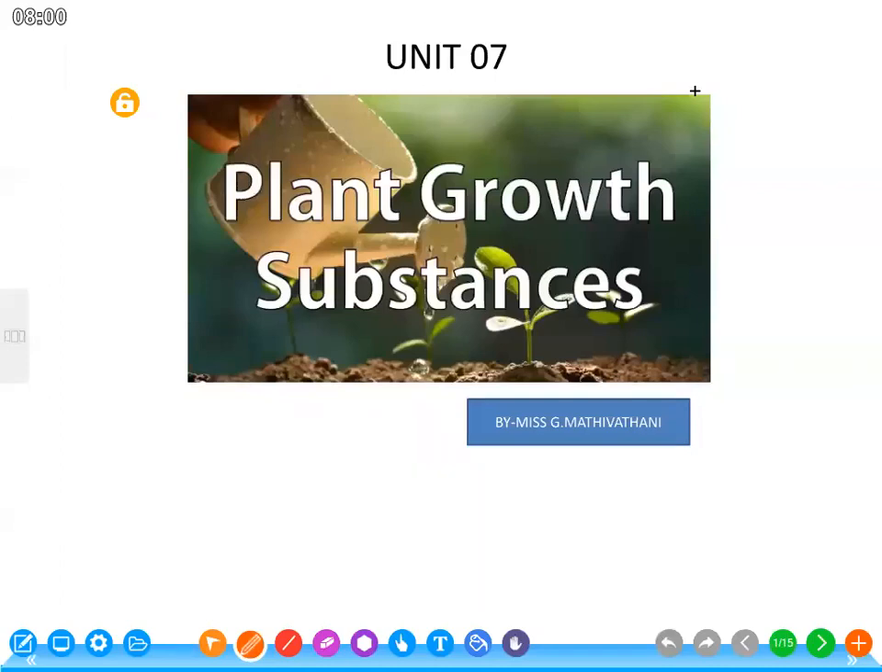Right, today we are going to study Unit 7, Plant Growth Substances. Student learning objectives are: understand plant growth substances, identify different types of plant growth substances, identify the uses of plant growth substances, and understand artificial growth substances and their uses.